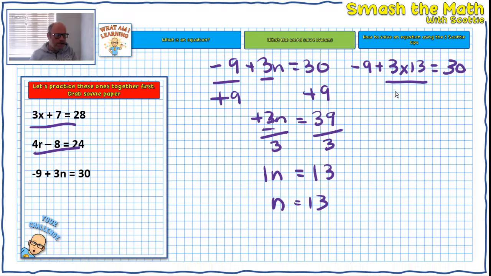3 times 13 is 39. Now, if you've got minus 9 and you add 39 on your number line, you do get to 30. So this is the correct answer. So I've solved this equation, I've found out what n is, our variable, and it's 13. It doesn't matter what way round they are, you just need to follow the 3 tips, the method. Follow those and you'll be fine.